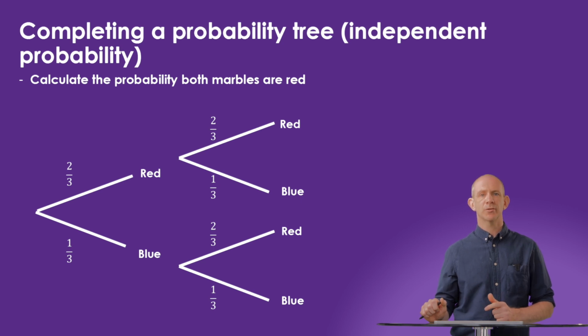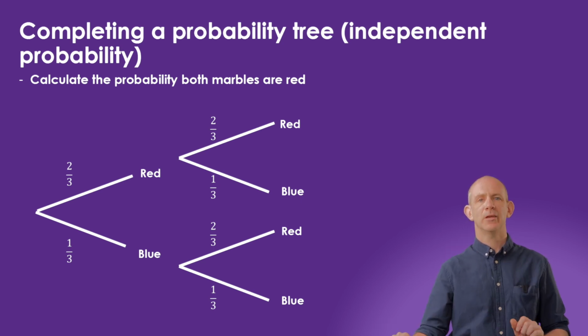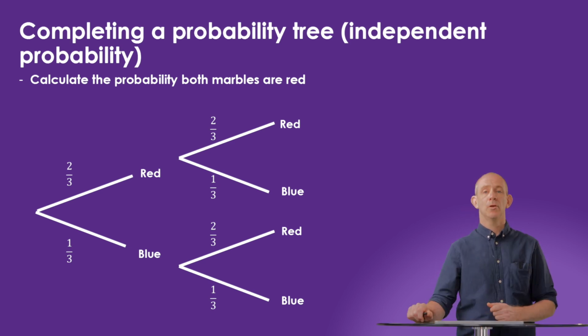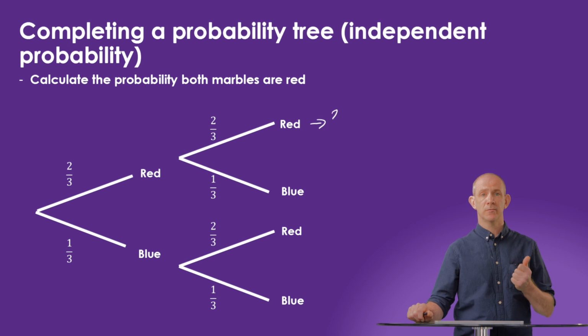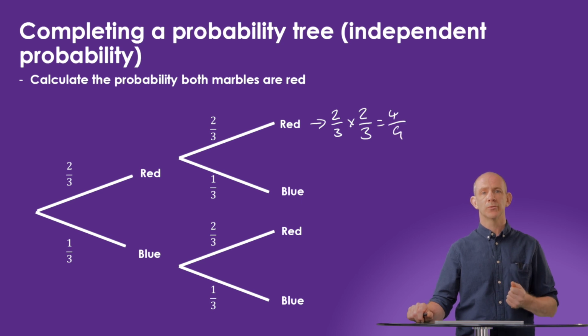The first was the chance that both marbles are red. In order to combine multiple probabilities on a probability tree, we multiply along the branches that would give us the success criteria that we want. So we would go red, red, to get 2 over 3 times 2 over 3 to get 4 over 9, and can say the chance of getting 2 red marbles is 4 over 9.